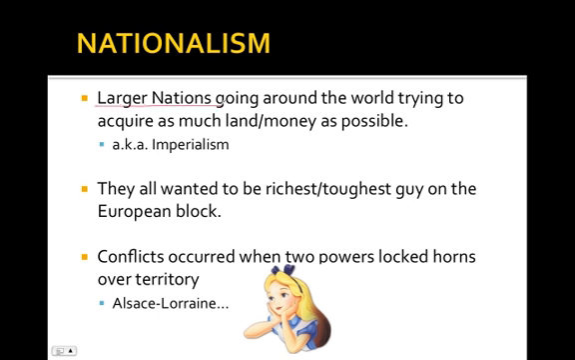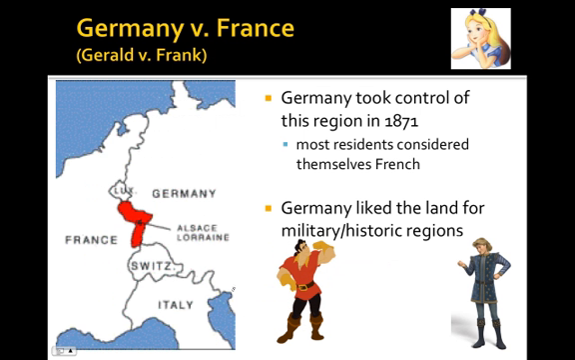Nationalism: larger nations going around the world trying to acquire as much land and money as possible. We also see this in imperialism. They wanted to be the richest, the toughest, the baddest guys on the block. Conflicts occur when two powers, two bigger countries, lock horns over territory. What's that famous area? Alsace-Lorraine.